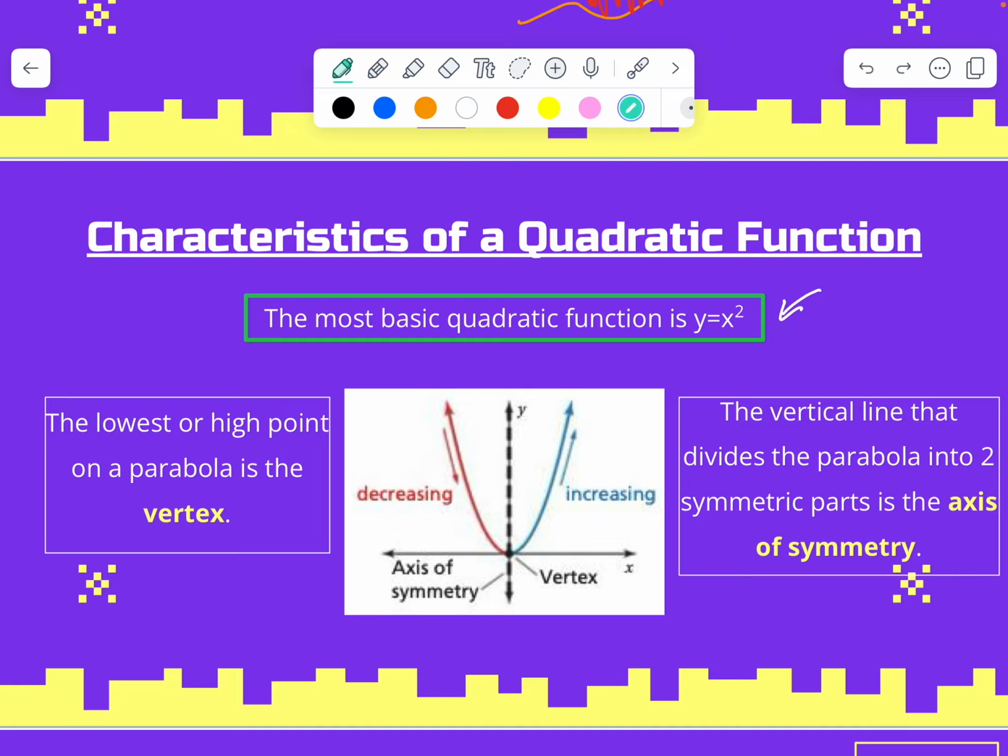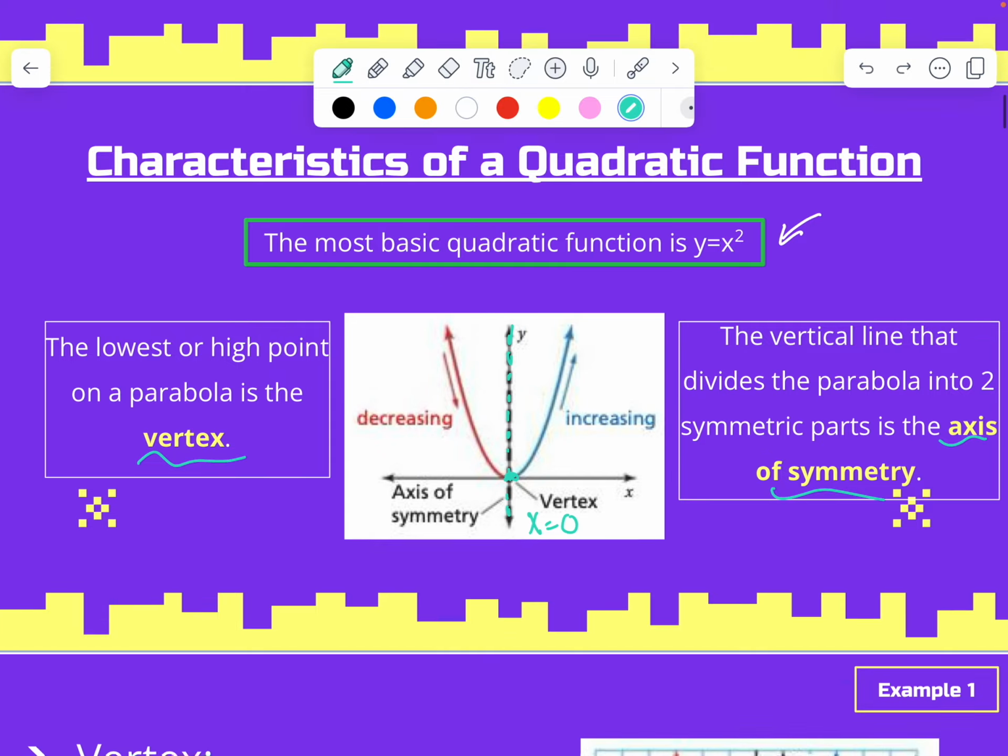Now, like it says over here, a key point: the vertex is the highest or the lowest point. In this case, the vertex is the lowest point. The axis of symmetry is a line. It's an x equals line that splits our parabola in half. You can see here, it's right on the y-axis in this case. There's this dotted line. That's our axis of symmetry. It's splitting our parabola in half. If I were to hold a mirror up right here and look at just this side, I'd be able to see both sides, because the axis of symmetry mirrors the parabola.